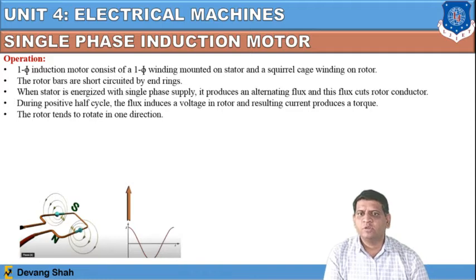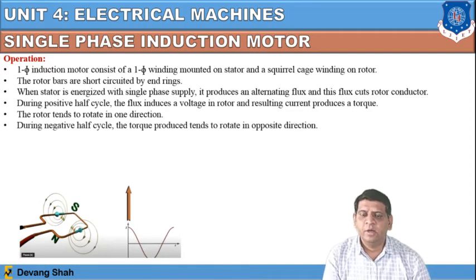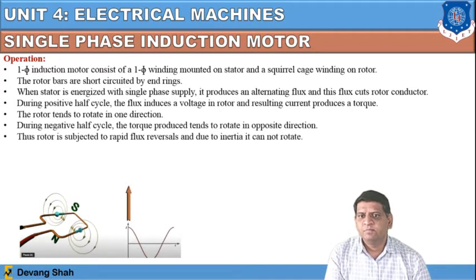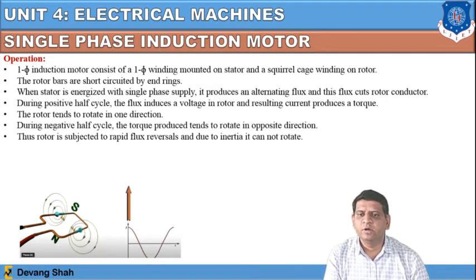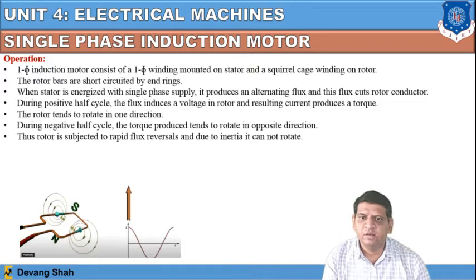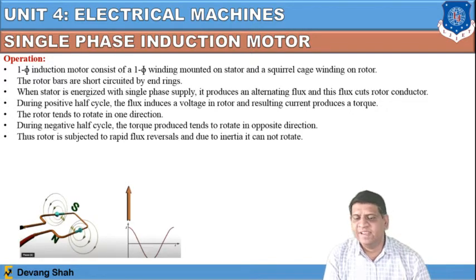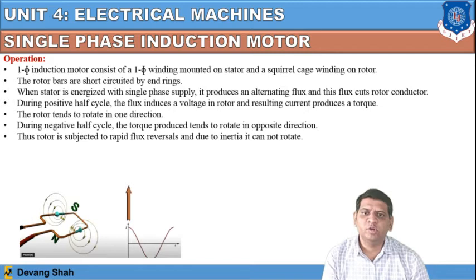So the rotor tends to rotate in one direction, but during the negative half cycle, the torque produced tends to rotate in the opposite direction. Because of this, the rotor is subject to rapid flux reversal, and due to inertia it cannot rotate. So during the positive half cycle, the rotor will, let's say, rotate in a clockwise direction, but during the negative half cycle, the rotor will move in an anti-clockwise direction. So ultimately there is no movement of the rotor inside this single phase induction motor.